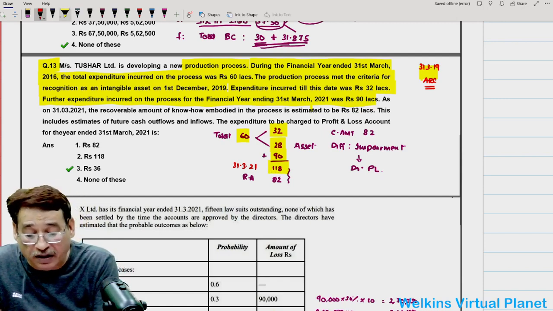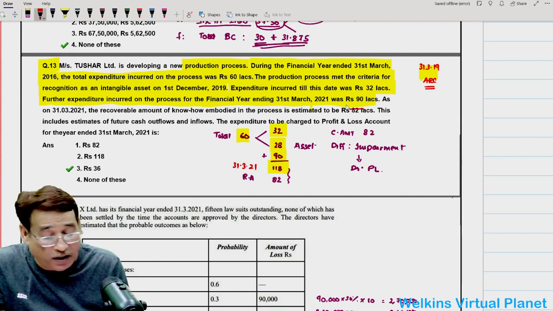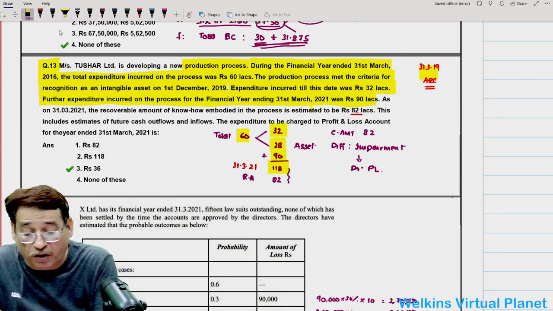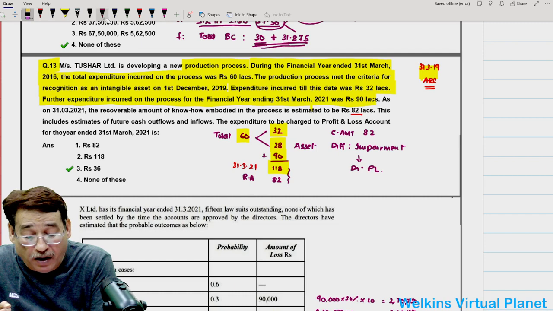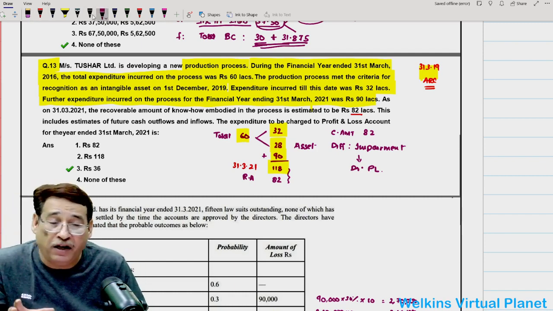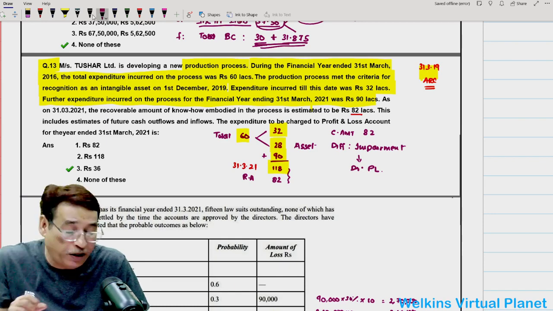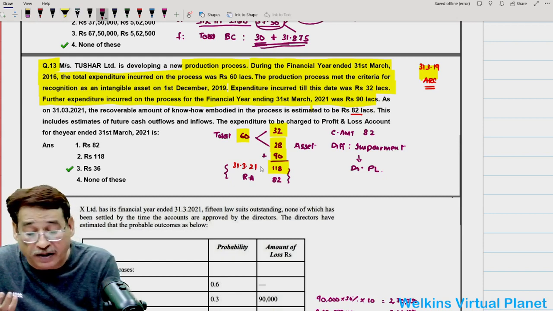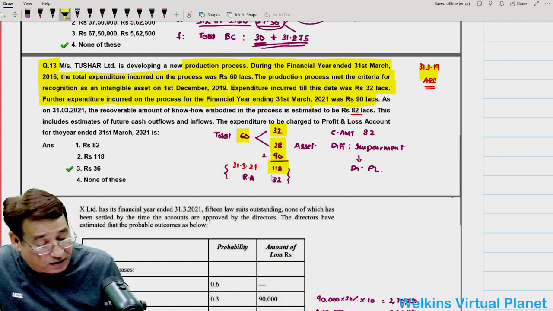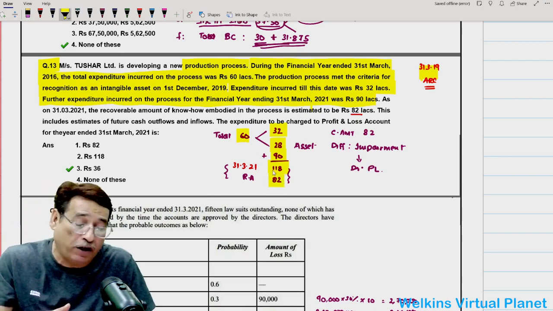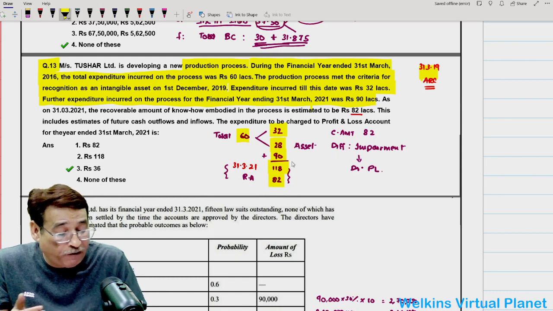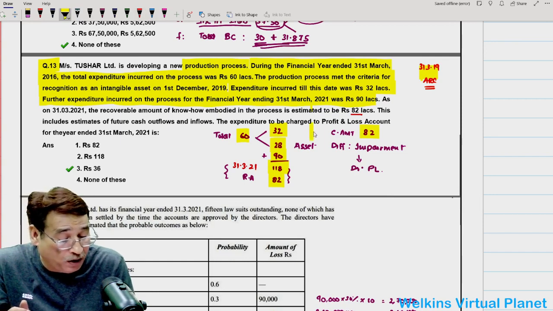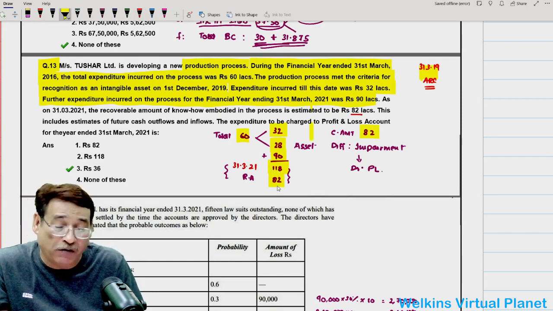But question further states that the recoverable amount is 82 lakh. Question further states that recoverable amount actually is 82 lakh on this particular date. So as you know better than I, under AS 28, we have talked about this particular fact, that if your recoverable amount is less in comparison to your carrying amount, so in this case your recoverable amount is 82 while carrying amount is 118, correct? So the lower figure will be recorded. Now you will consider carrying amount on 31st 3 2021 as 82. You cannot reflect the asset at 118 because your recoverable amount is 82.